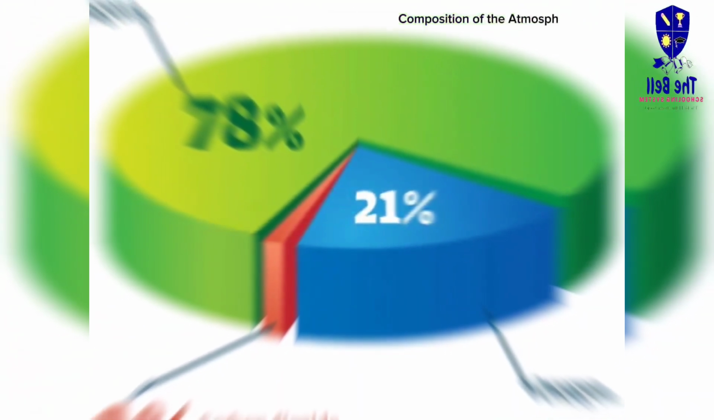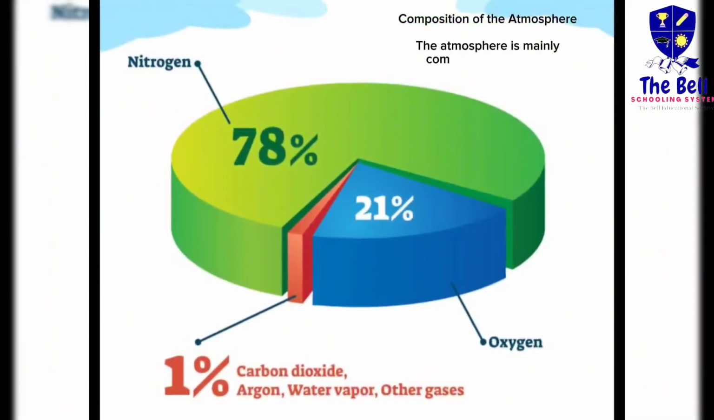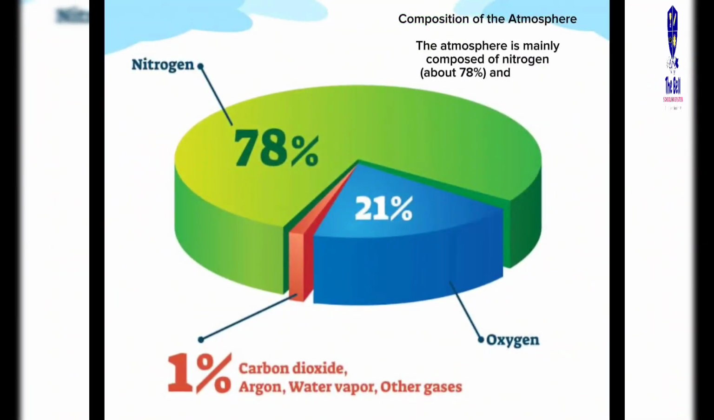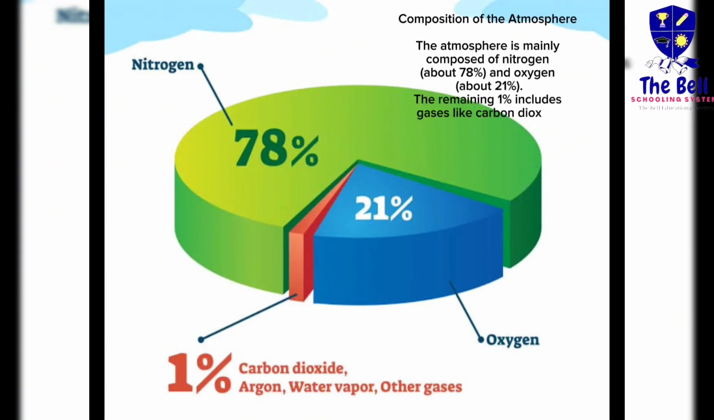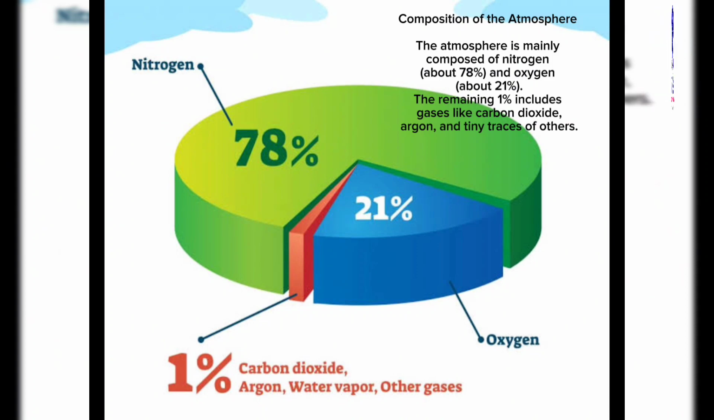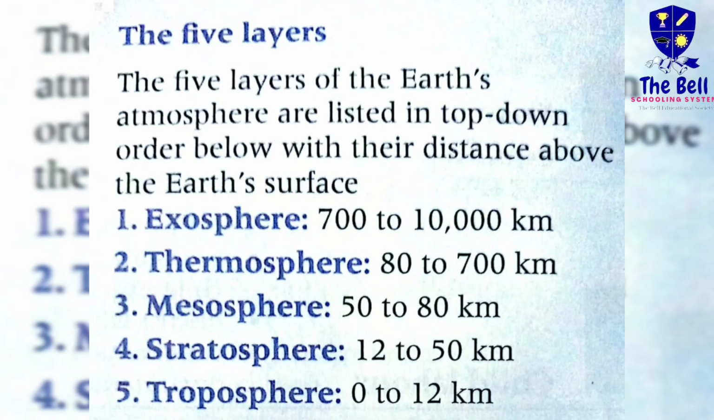Composition of the atmosphere: it is mainly composed of nitrogen, about 78%, and oxygen, about 21%. The remaining 1% includes gases like carbon dioxide, argon, and tiny traces of others. Layers of the atmosphere. Earth's atmosphere has different layers: the troposphere, stratosphere, mesosphere, thermosphere, and exosphere. Each layer has unique characteristics and plays a vital role in our environment.